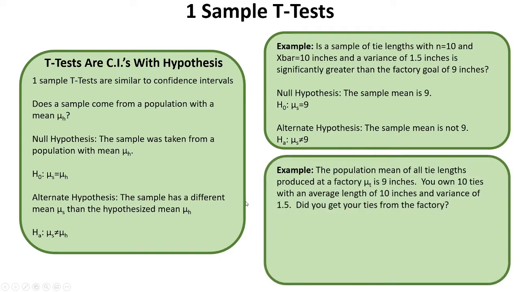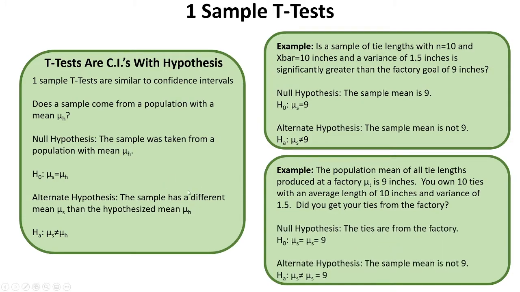Or another example would be the population mean of all tie lengths produced at a factory is 9 inches. You own 10 ties with an average length of 10 inches and a variance of 1.5. Did you get your ties from the factory? This is kind of just a rewording of what I said above, right? And again, the null hypothesis is that the ties are from the factory. The alternate hypothesis is that the ties are not from the factory. The sample mean is not 9.